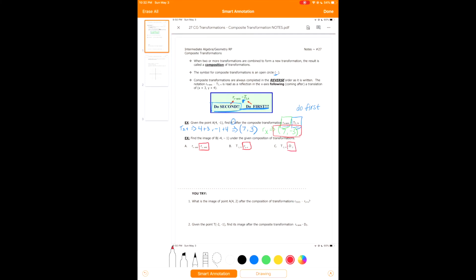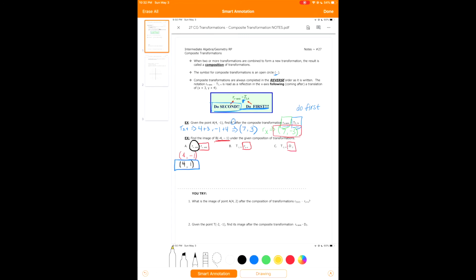So I'm starting with (-4, -1). When I reflect that over the y-axis, that means I negate the x. So I'm changing -4 to +4, and I'm keeping the y value the same. And then I'm going to do reflecting over the x-axis. When I reflect in the x, I negate the y. So I keep the x value the same, and I negate the -1 to a +1. So the answer for A is (4, 1).